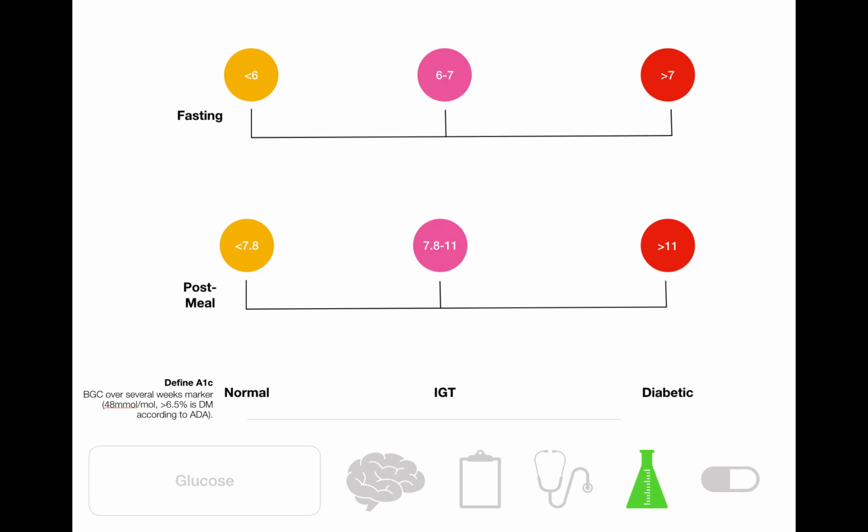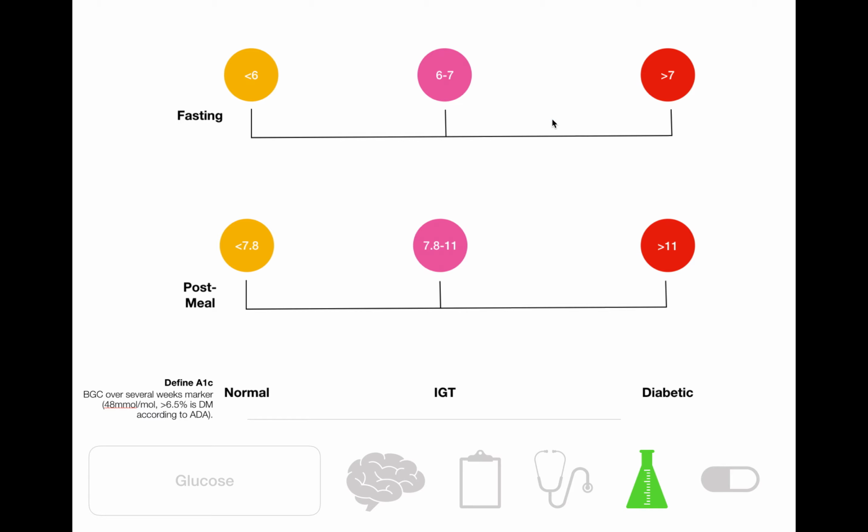So these are the thresholds in your investigations when you do a BM, fasting and post-meal. Okay, so the normal patient in a fasting state, so they haven't eaten for a while, their glucose should be less than 6. If they have impaired glucose tolerance, it will be 6 to 7, and anything above 7 is the diabetic threshold. Okay, for post-meal patients, you've just had breakfast, or you've just had, I don't know, a chocolate bar or whatever, less than 7.8 is normal.